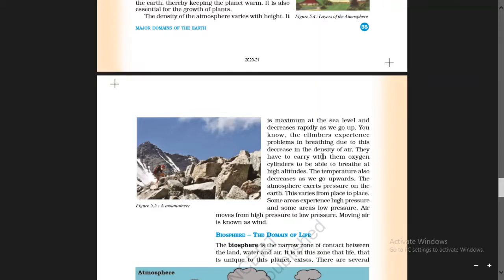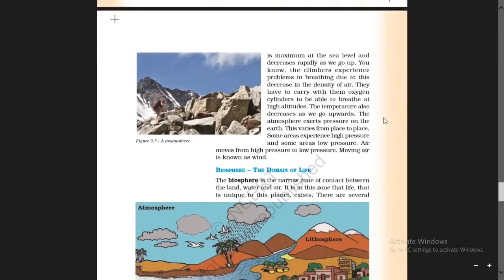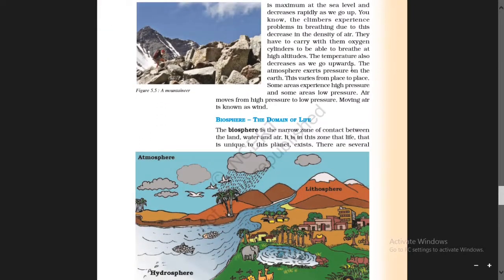They have to carry with them oxygen cylinders to be able to breathe at high altitude. At high altitudes, sufficient air cannot get there. That's why they need to carry cylinders when one goes for climbing a mountain. The temperature also decreases as we go upwards.